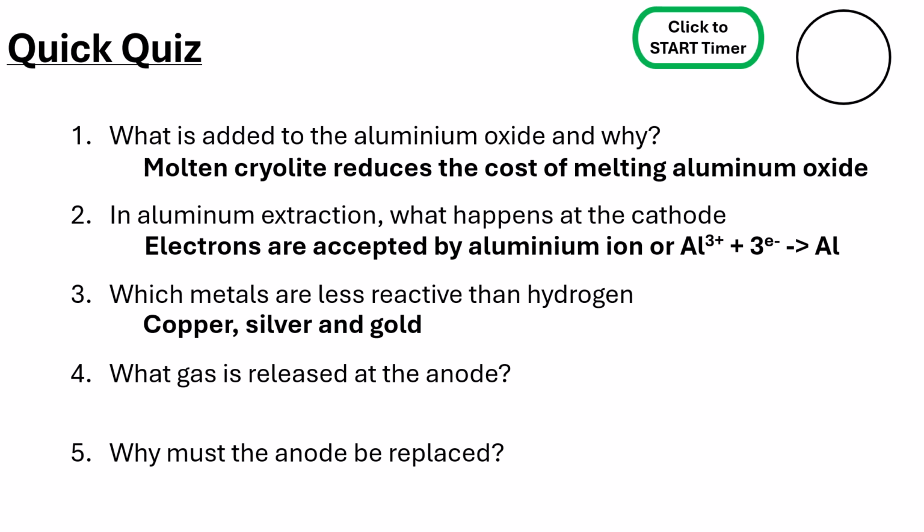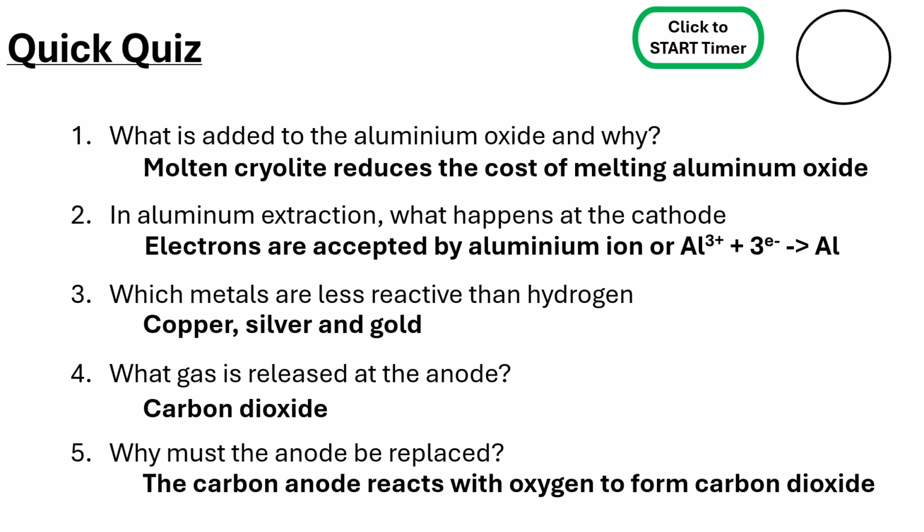What gas is released at the anode? Well, in this particular case, we have oxygen gas produced in the process, but it then reacts with the carbon at the anode, releasing carbon dioxide gas. And why must the anode be replaced? Because the carbon anode is used up when it reacts with the oxygen to form that carbon dioxide.